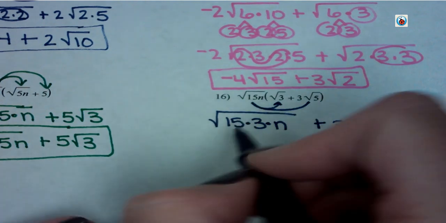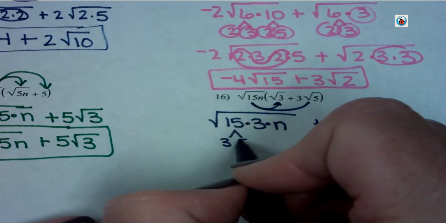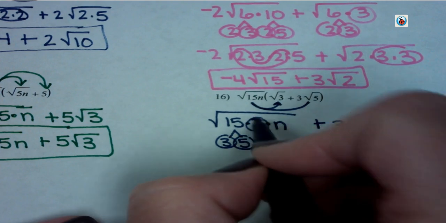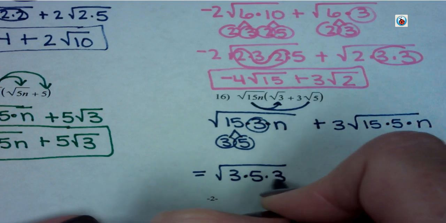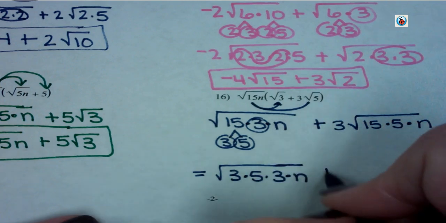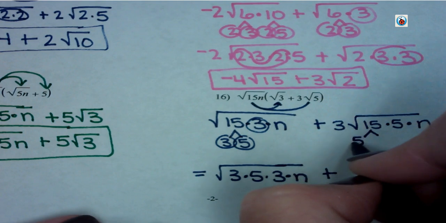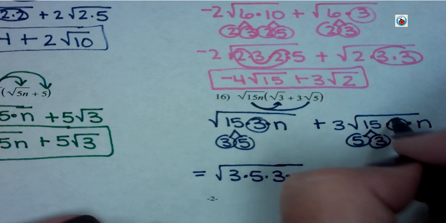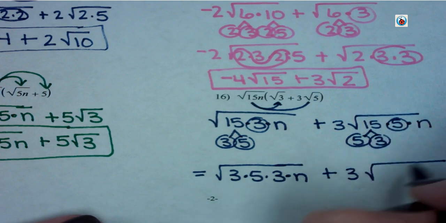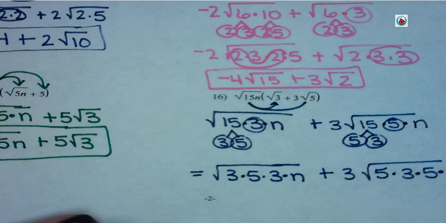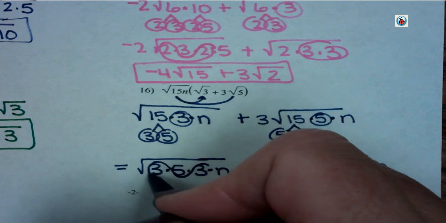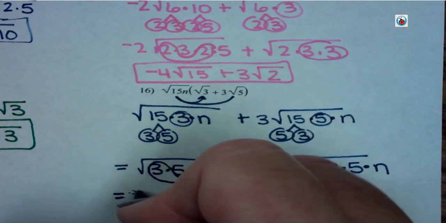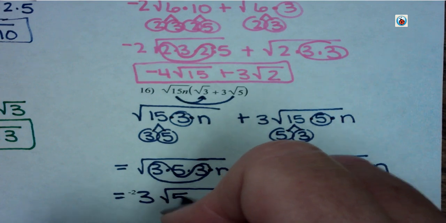So now I've got to break down my 15. That becomes 3 and 5. So 3, 5, and 3. So I'm going to rewrite this as 3 times 5 times 3 times n. Plus, over here I'm going to break it down as 5 and 3. So plus 3 radical 5 times 3 times 5 times n. Again, I'm looking for pairs. So on the first one I have a pair of 3's, and they're going to come out. So I get 3 radical 5n.